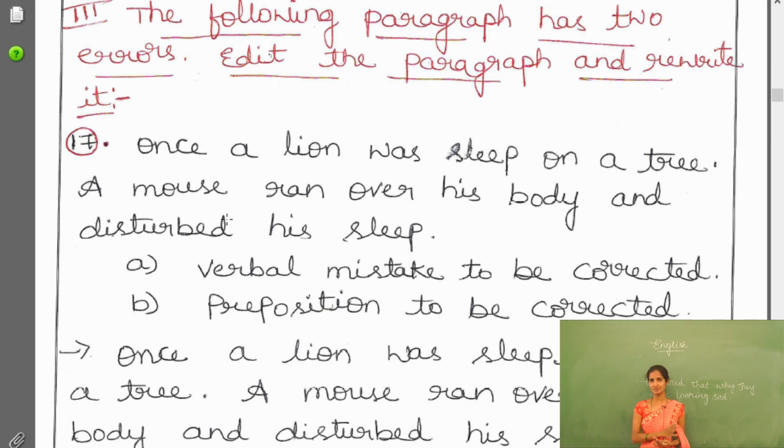Right after was, you all know: am, is, are, was, were. Right after that, the verb should be either in the present continuous or the past participle. Here, sleep should become sleeping, because the action is going on. Once a lion was sleeping. It can't sleep on a tree, right?